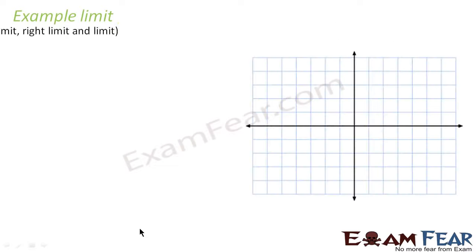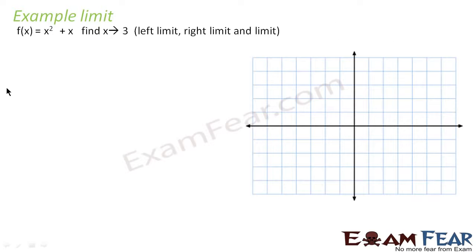Let's take one more example. Here we have this function x square plus x. We have to find this limit at x tending to 3. In this case, let's again plot the graph. Let's suppose this is 0, this is 1, this is 2, this is 3, this is 4.